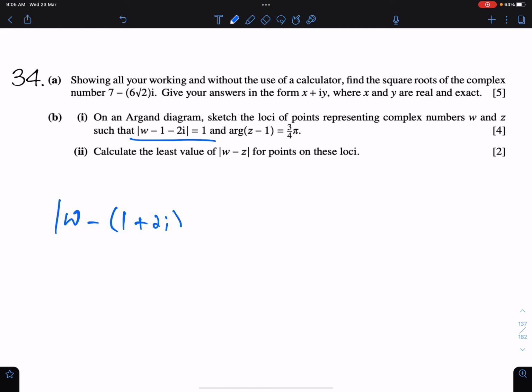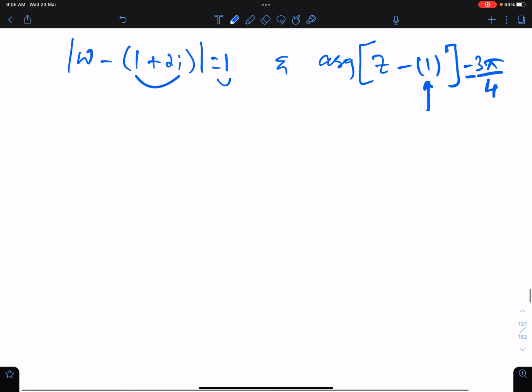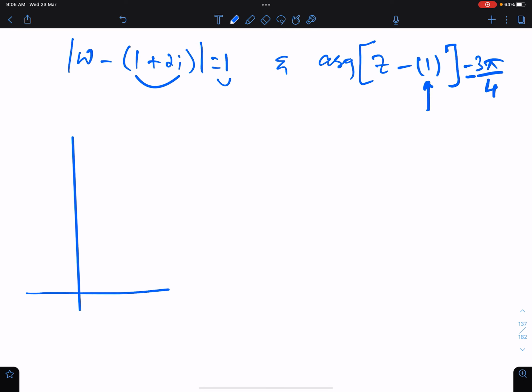the locus of w is a circle with center at 1 plus 2i and radius 1. Whereas this second equation means the locus of z is a straight line of angle 3 pi by 4 from 1 on real axis. Here is the circle. The radius of this circle is 1 and the center is at 1 plus 2i and w is anywhere on the circumference.